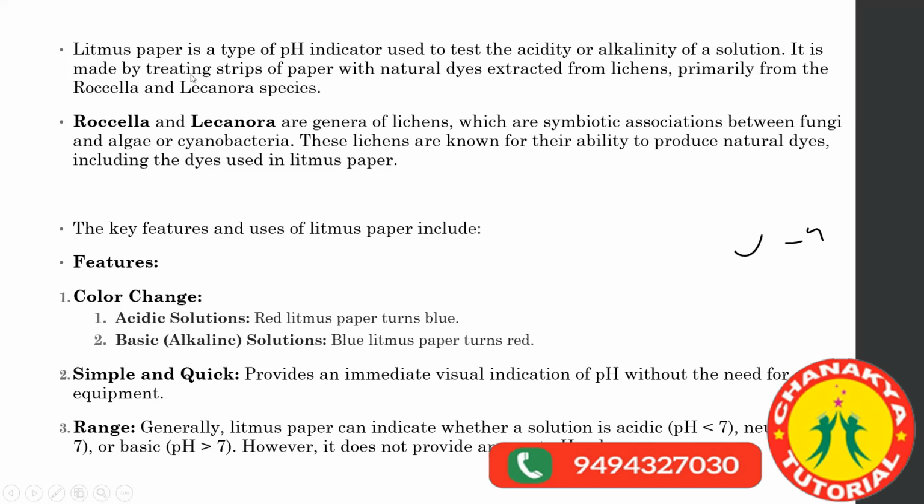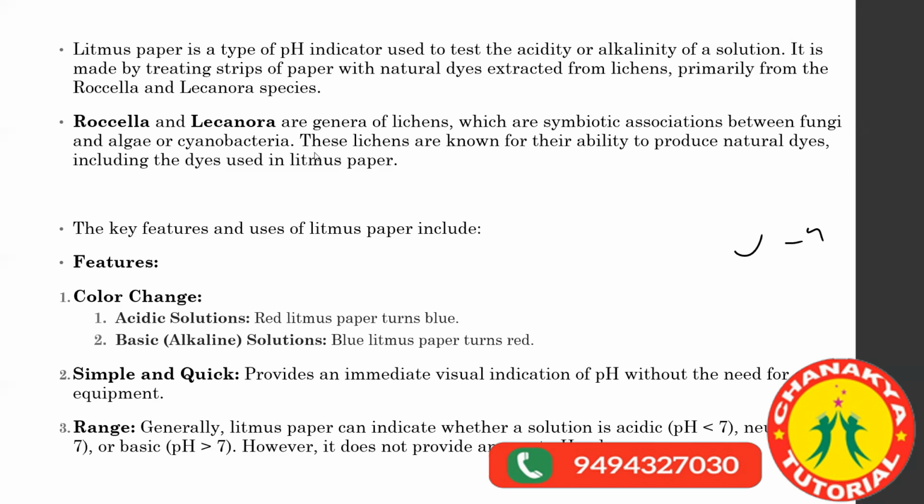It is made by treating strips of paper with natural dyes extracted from lichens, primarily from the Roccella and Lecanora species. Are they like animals or microbes? Yes, you have that in the second para. Roccella and Lecanora are genera of lichens, which are a symbiotic association between fungi and algae or cyanobacteria.